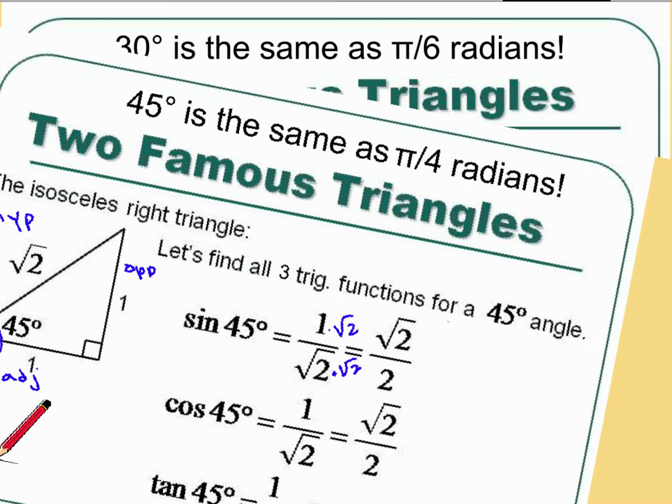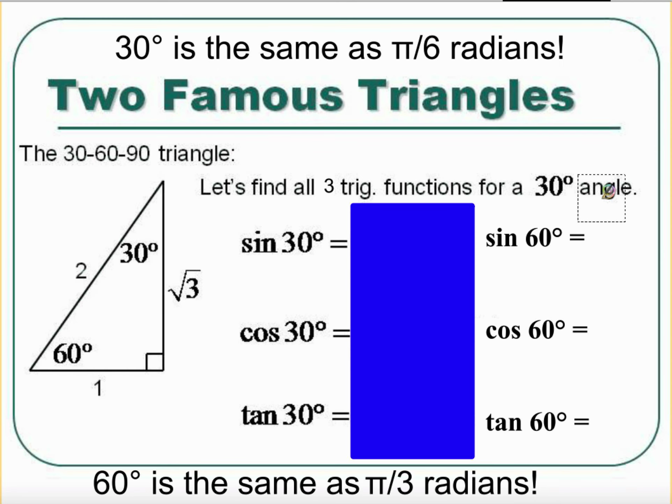But there's another one. We got the 30, 60, 90 triangle. The 30 degrees is the same as pi over 6 radians, and 60 degrees is the same as pi over 3 radians. So these triangles would be the same as we're looking at them. Now, if we're focusing on 30 degrees, so let's focus on 30 degrees here. We still have, no matter what, our hypotenuse is going to be directly across from our right angle. So that's our hypotenuse.